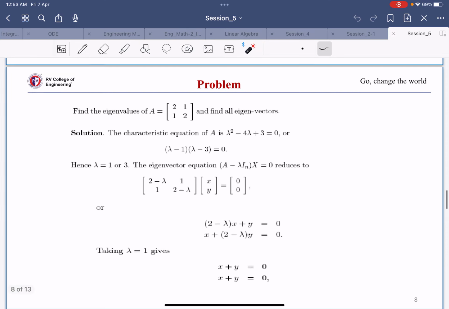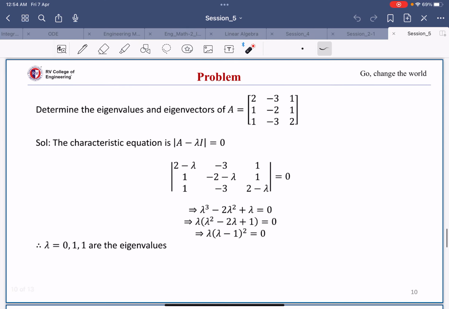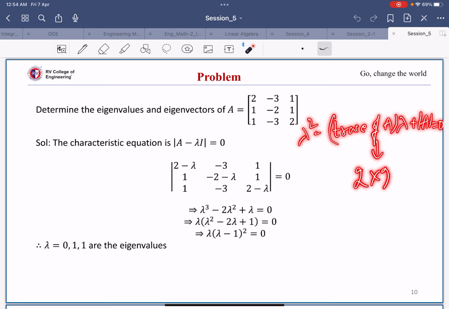So this was a 2 cross 2 matrix. So let me also discuss, considering a 3 cross 3 matrix, how to determine the eigenvalues and eigenvectors of a 3 cross 3 matrix. So first step is always the characteristic equation, determinant of A minus lambda is equal to 0. The shortcut which I mentioned, lambda square minus trace of A into lambda plus determinant of A is equal to 0, holds only for a 2 cross 2 matrix. Don't use the same shortcut for a 3 cross 3 matrix.